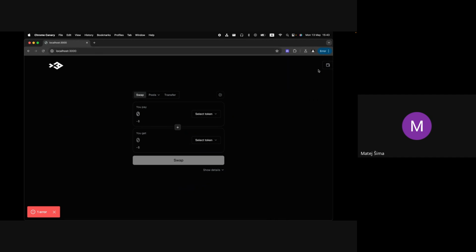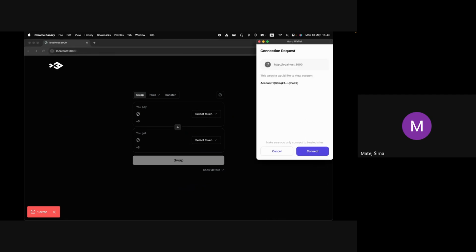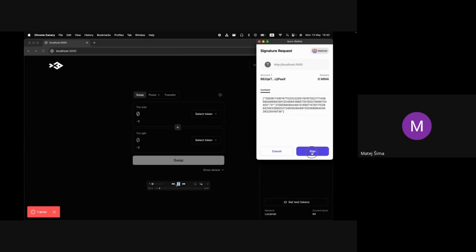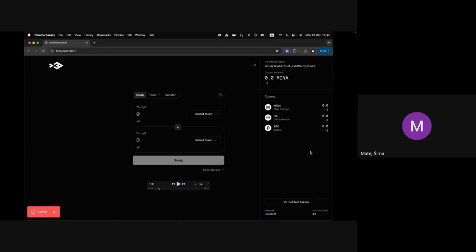So we load up the UI of Kaupang. We have a sequencer running the protocol in the background. We connect the wallet from Oro. You can see the wallet on the right side. You see the connected wallet, and you see your current balances.